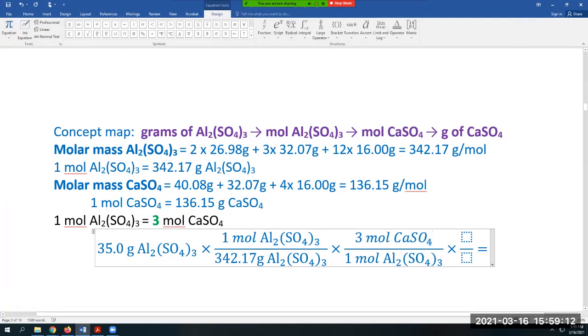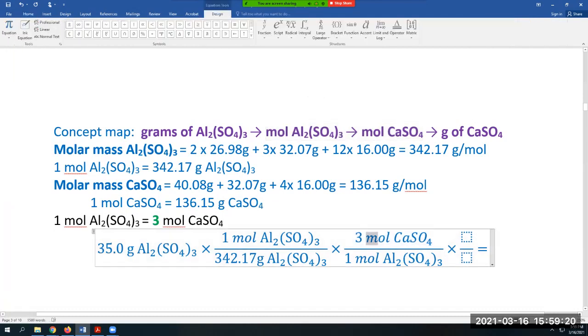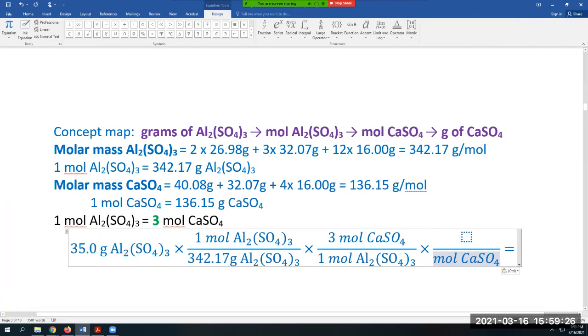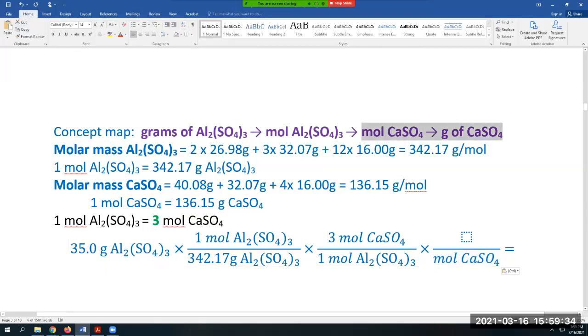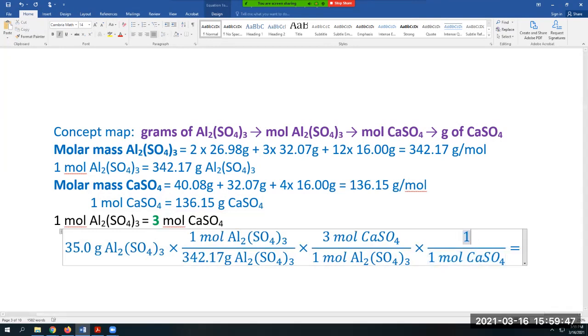So that changes moles of aluminum sulfate to moles of calcium sulfate. And in the third conversion factor, we need to cancel the units of moles of calcium sulfate, so they need to be in the denominator here. For this, we are changing moles of calcium sulfate to grams of calcium sulfate, so we will use the molar mass of calcium sulfate. So that's for 1 mole: 1 mole of calcium sulfate has a mass of 136.15 grams of calcium sulfate.